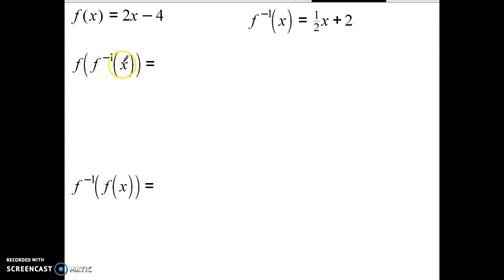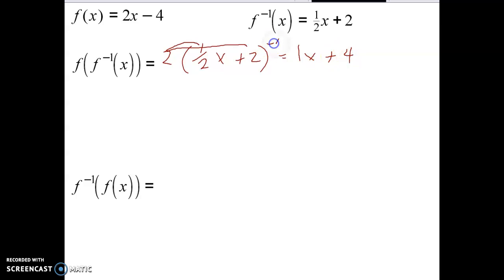So this means I'm going to take the function f inverse x, which is the inverse over here, and I'm going to substitute it into function f in place of x. So we did one like this before. The 2 and the -4 are going to stay, but the x is going to change. So I've got 2 times 1/2 x plus 2. Okay, let's do order of operations on this and simplify it. So I need to distribute that 2 into the parentheses. 2 times 1/2 is 1.